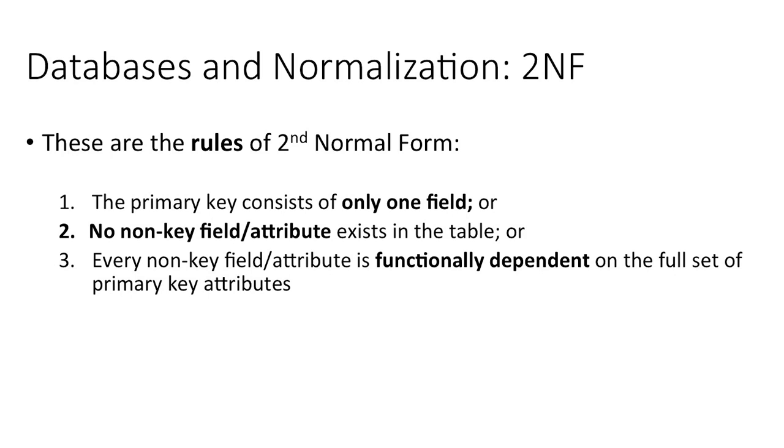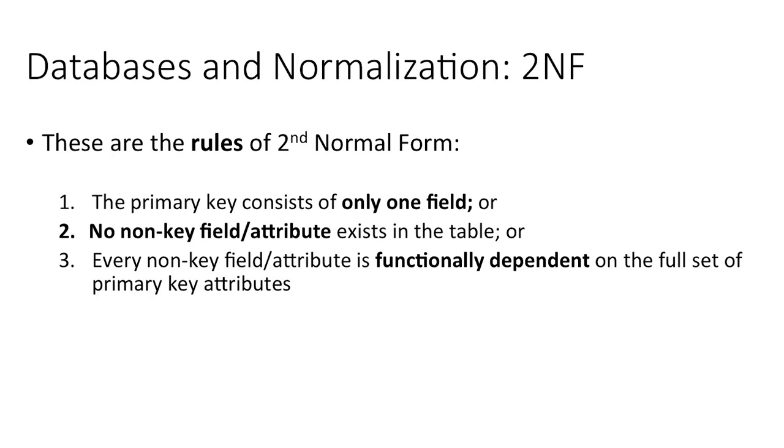These are then the rules for second normal form. Number 1, the primary key consists of only one field, or 2, no non-key field attributes exist in the table, or 3, every non-key field attribute is functionally dependent on the full set of primary key attributes. So if any one of those 3 rules is fulfilled, then it can already be considered second normal form.